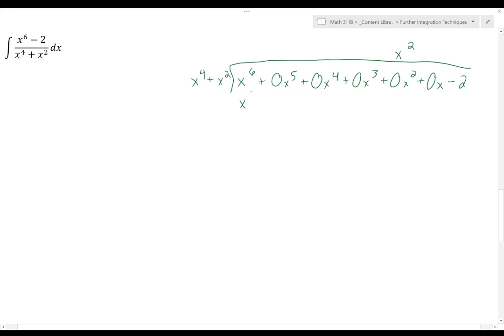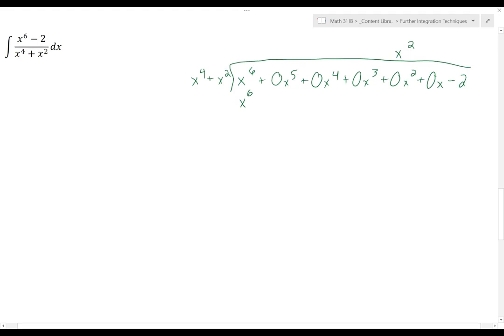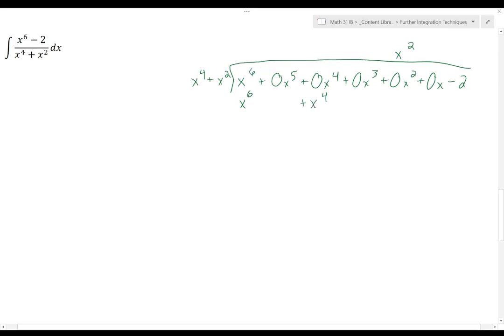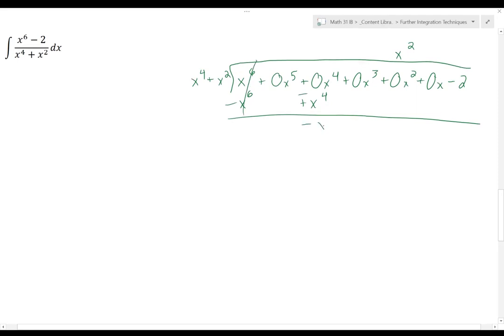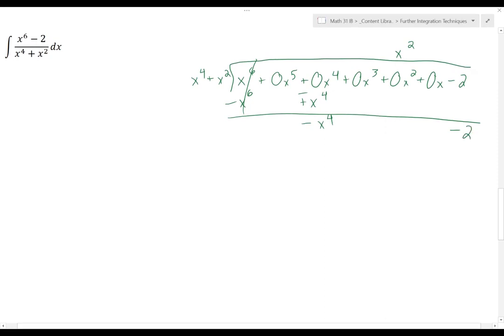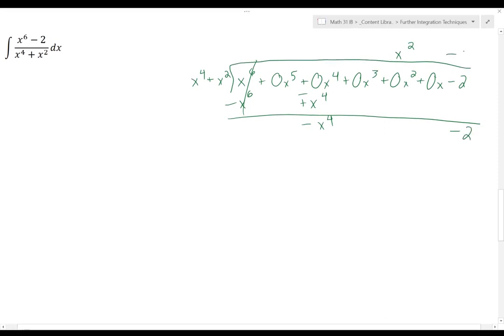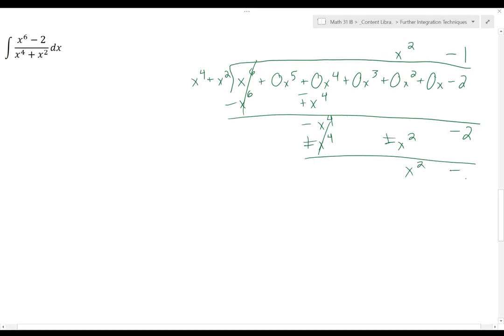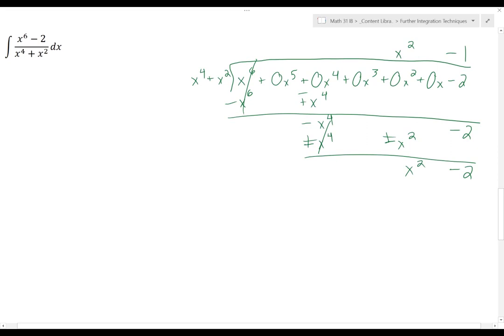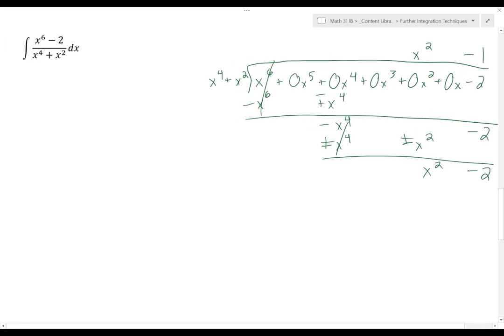So what I end up with is x to the power of 6 plus x to the power of 4, which when I subtract, I now have negative x to the power of 4 minus 2. Negative x to the power of 4 divided by x to the power of 4 is minus 1. Negative x to the power of 4 minus x squared. When I subtract these, I end up with x squared minus 2 as my remainder, because this now has a degree less than the original denominator.